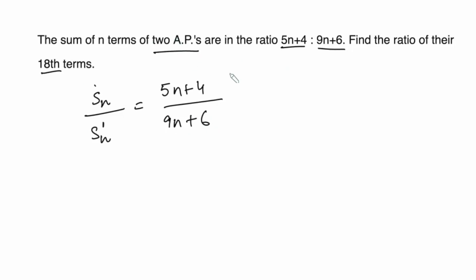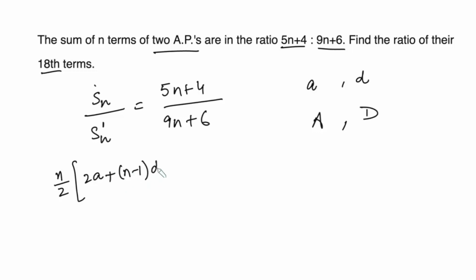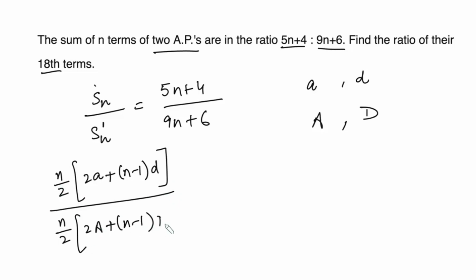Let's consider that for the first AP, the first term is a and the common difference is d. For the second AP, the first term is capital A and the common difference is capital D. So the sum of n terms for the first one will be written as n over 2 times [2a plus (n minus 1) times d], and this is divided by n over 2 times [2A plus (n minus 1) times D], and that is equal to 5n plus 4 over 9n plus 6.